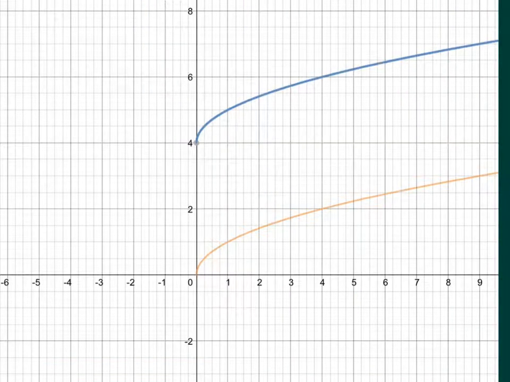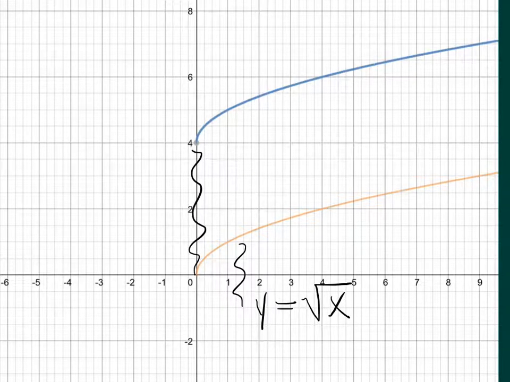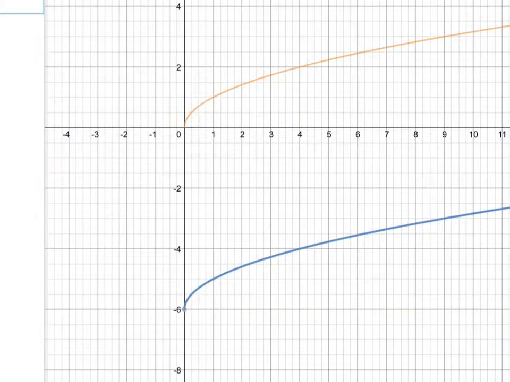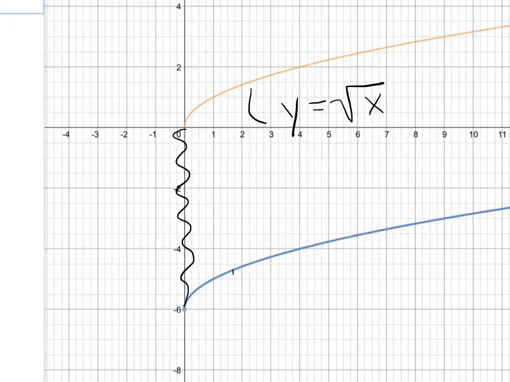Parent function should be y equals the square root of x. And then it has been moved up 4 spaces. So this one should be y equals the square root of x plus 4 on the outside. The parent function is y equals the square root of x. This one has been moved down 6 places. So it should be y equals the square root of x and then minus 6 on the outside.